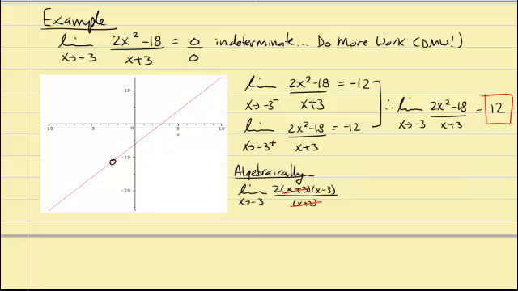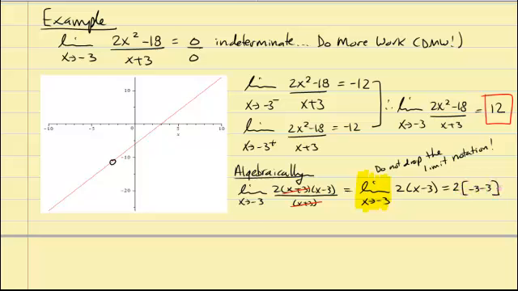The x plus 3's cancel, and I'm left with the limit as x approaches -3 of 2 times x minus 3. Now notice my limit notation is still here. Do not ever drop your limit notation. We do not want to drop the limit notation. Now we just look at this and try and analyze this numerically again by plugging in. So plugging in a -3, I get 2 times a -6, which is -12. And so we can see that these agree.